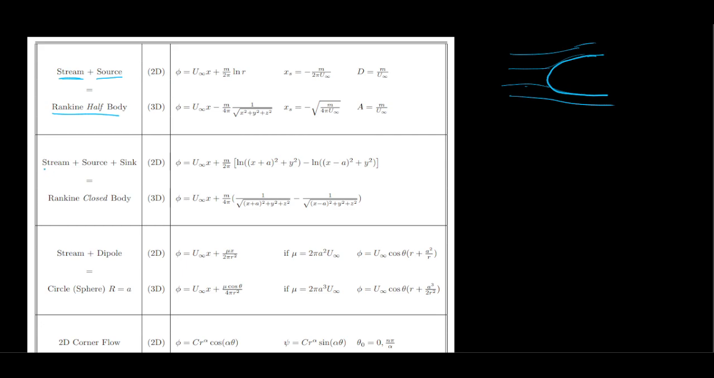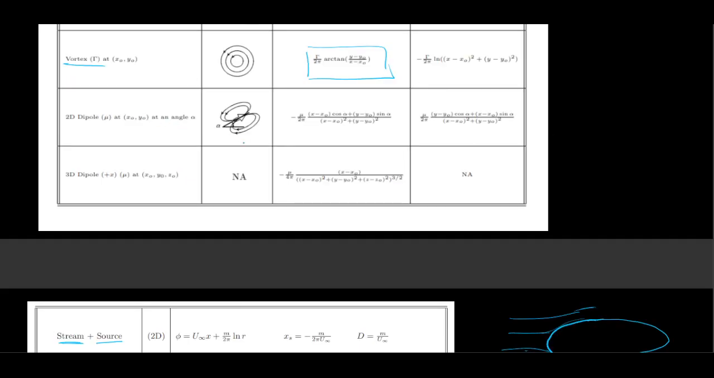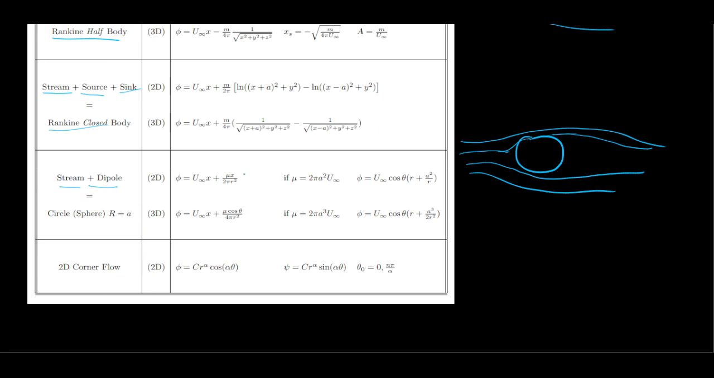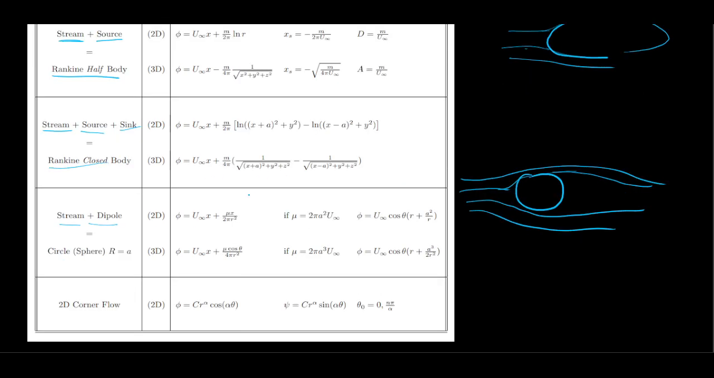Similarly, if you superimpose a stream plus a source plus a sink, you'll get a Rankine closed body, which will look something like this. If you superimpose a stream and a dipole, which we just saw above, you'll get something like a circle. It looks something like this. The flow around it will look something like this. All right, and so on. So you have different kinds of superimpositions which you can do.